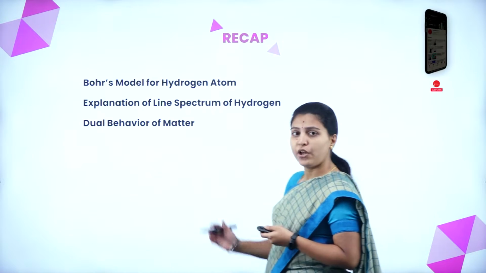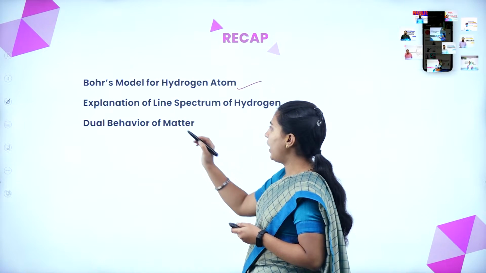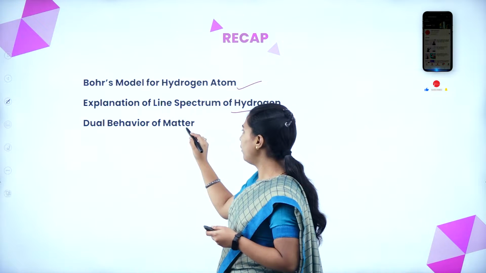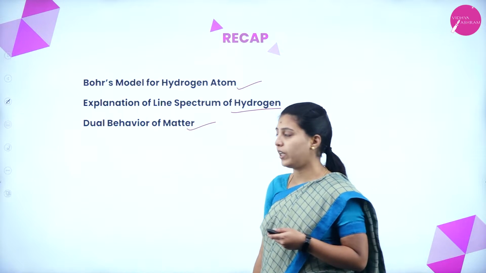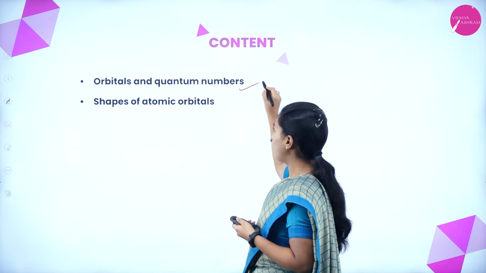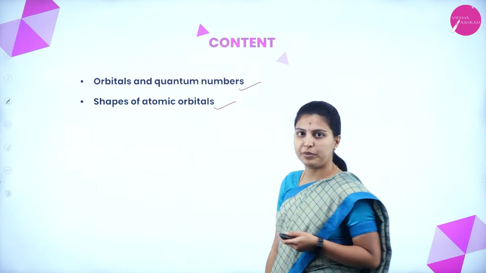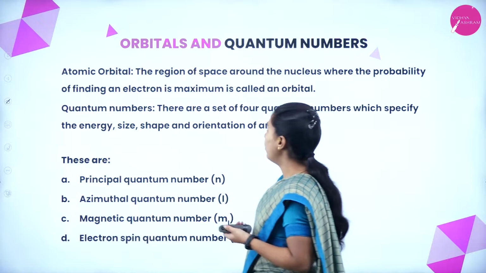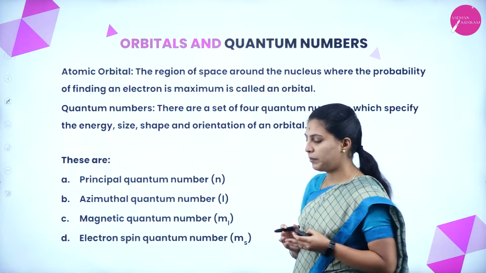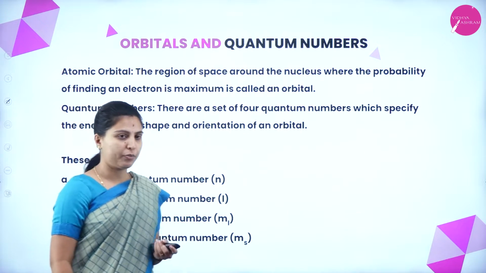In the last class, we discussed Bohr's model of the hydrogen atom, the explanation of the line spectrum of hydrogen, and the dual behavior of matter. Today we will discuss orbitals and quantum numbers, and shapes of atomic orbitals. So first we will understand what an atomic orbital is.